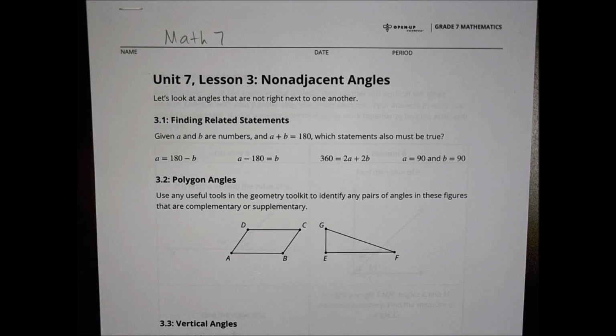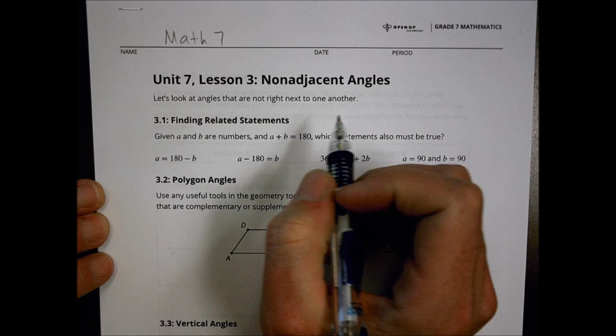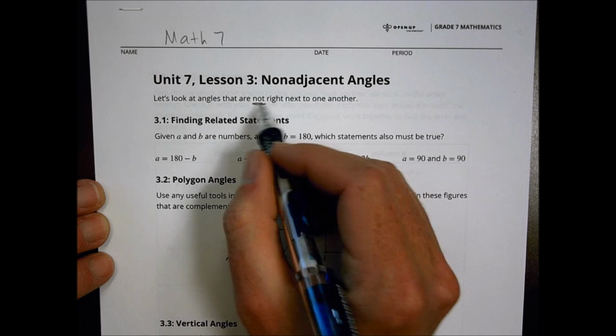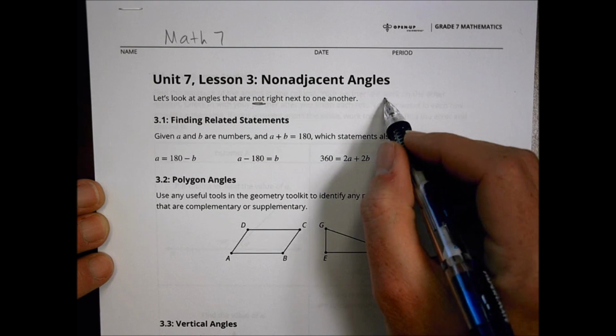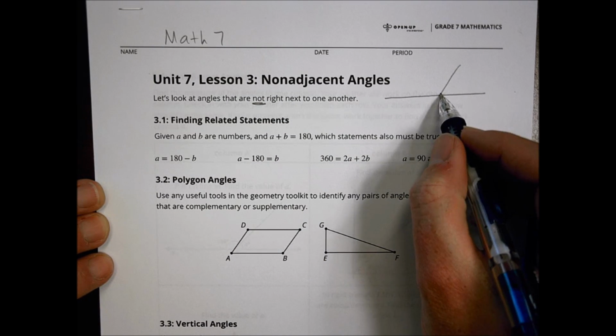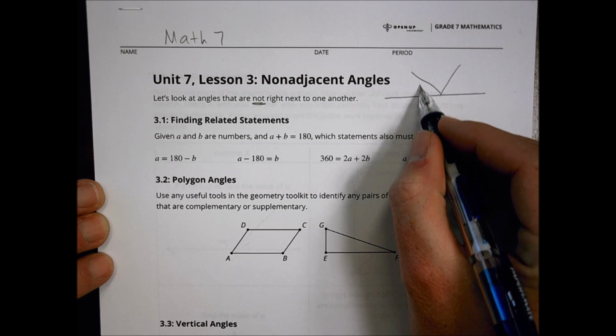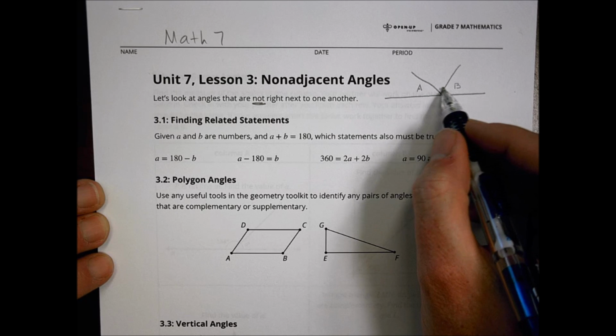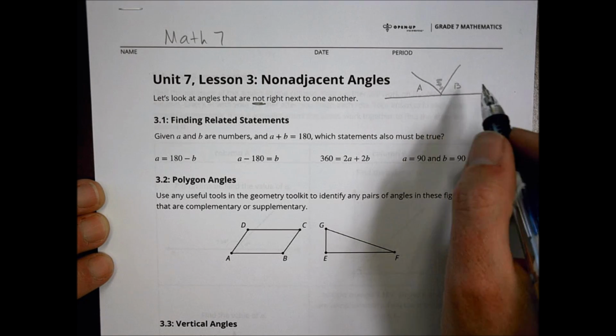Hey, this is Math 7, Unit 7, Lesson 3 on non-adjacent angles. So we're looking at angles today that are not right next to each other. For example, if I had something like this, and this, and this, I might be looking at this angle over here and maybe this angle over here because there is something in between. There's something in the way, so they're not right next to each other.